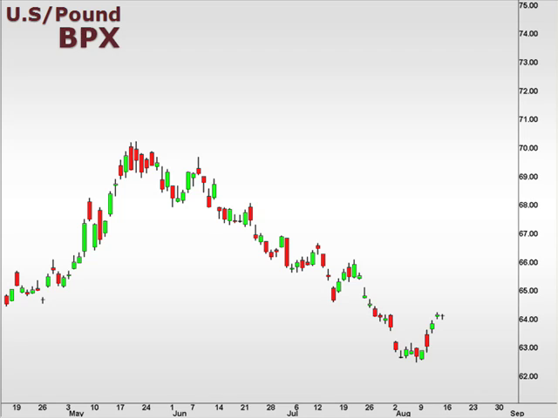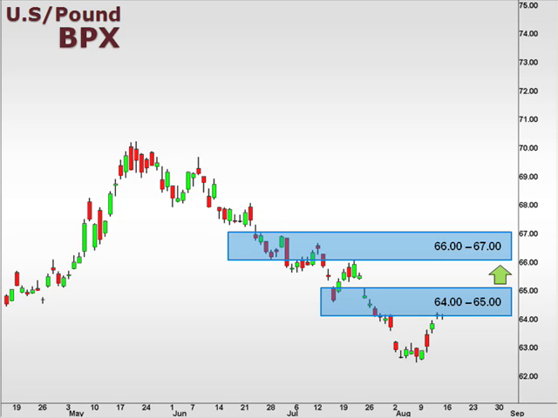The BPX, the US versus the British pound, is showing some signs of apprehension upon testing the lower range of our 64-65 focal zone, suggesting a possible retracement. However, a break beyond 64 opens the window for a push towards the 66-67 focal zone.